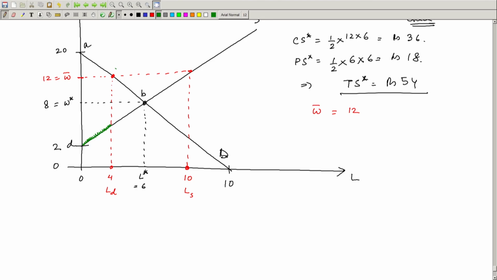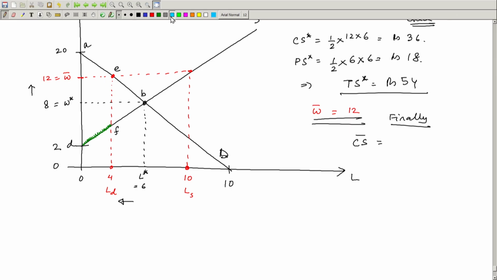So, let us call this E and this is F, right. So, once the price floor is imposed, let us now compute. Let us start with the surplus to the firms. Firms are now hiring less and are paying more, right.